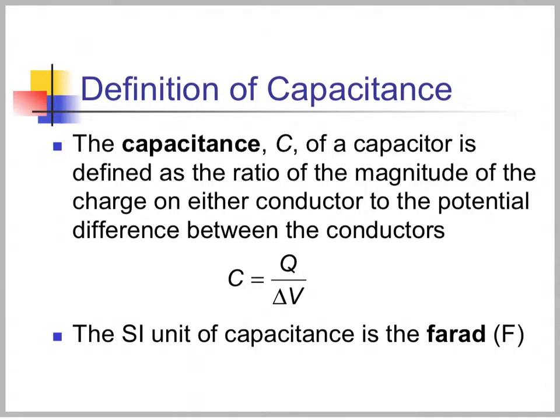The definition of capacitance, C, is the ratio of the magnitude of the charge on either conductor to the potential difference across the conductor. So capacitance is Q over the potential difference. The SI unit of capacitance is the farad.